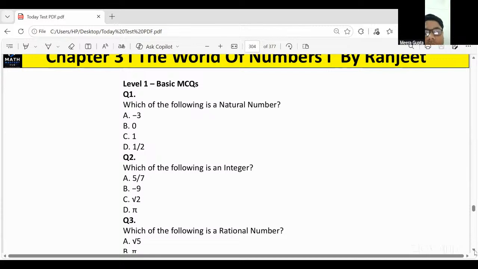Sir, C. Okay. Arnav, what is the answer of the second question? Which of the following is an integer? Sir, B. -9. Okay. Is it right or wrong? Sir, it is right.